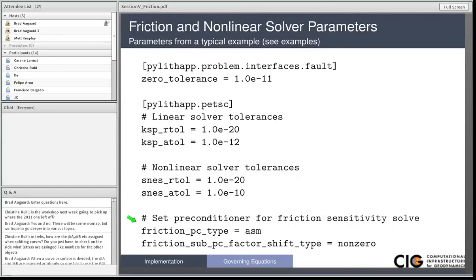We also can specify the type of solver and preconditioner for our friction sensitivity solve. You'll see when we go through our examples that these systems are generally very small, so we don't need a highly sophisticated solver. We want something that can perform a number of, say, 10 to 15 iterations as fast as possible on a small system. So the additive Schwarz preconditioner actually does quite well.